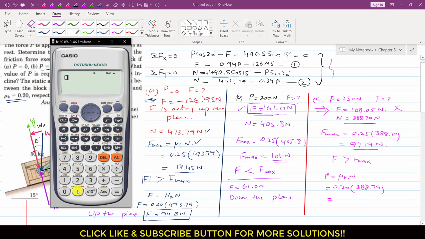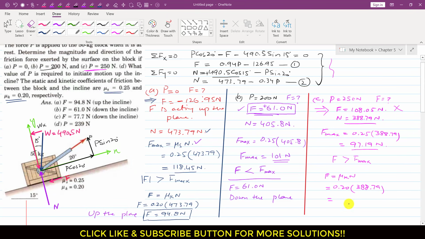So this is 0.2 into 388.79. So this is 77.758. So let me write that this is approximately 77.7 newtons, right? So now this is the accurate value of friction for this part C, and the direction, we get the direction from this, right? Since the sign is positive, assumed direction is down the plane, so this means that this is down the plane.